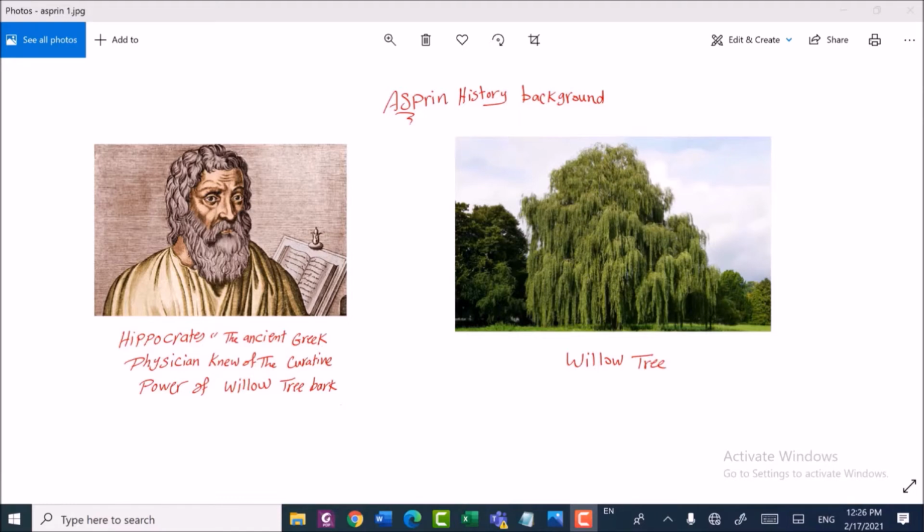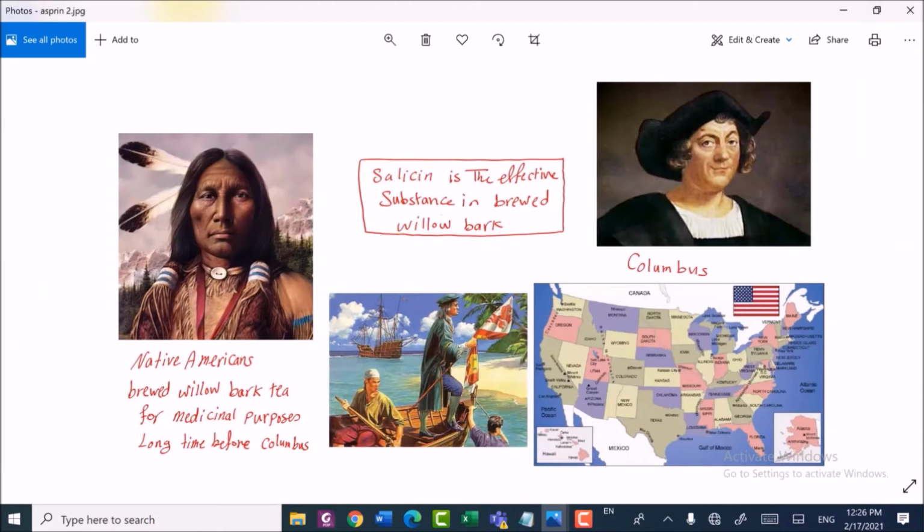Today inshallah we are going to talk about aspirin preparation, but firstly we are going to talk about the aspirin history background. It starts from Hippocrates, the ancient Greek physician, knowing the curative power of the willow tree bark. Then the Native Americans provided willow bark tea for medical purposes long before Columbus came to America. Salicin is the effective substance in the willow bark.